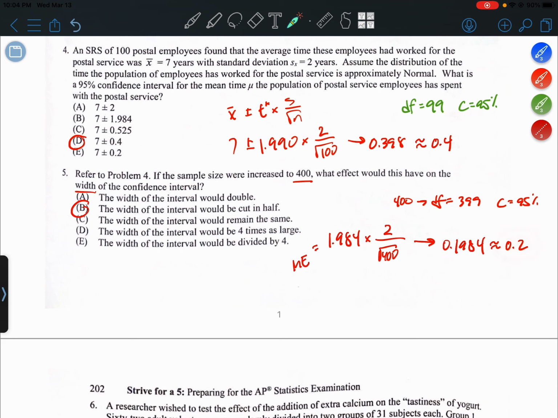The reason why it's not a fourth as wide is because this is in a square root, right? So root 400 is equivalent to saying root 4 times root 100, and root 4 is the same as 2. So we're introducing a factor of 2 in the denominator, so that's cutting the margin of error in half.